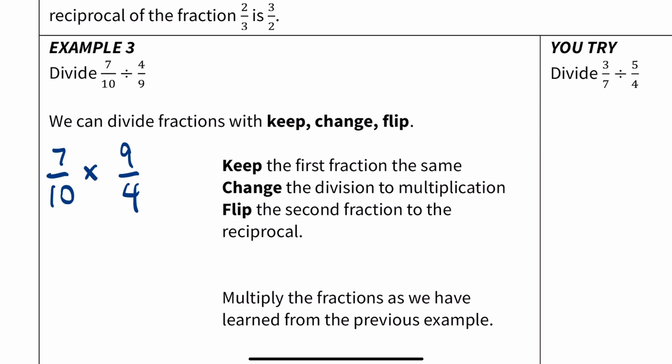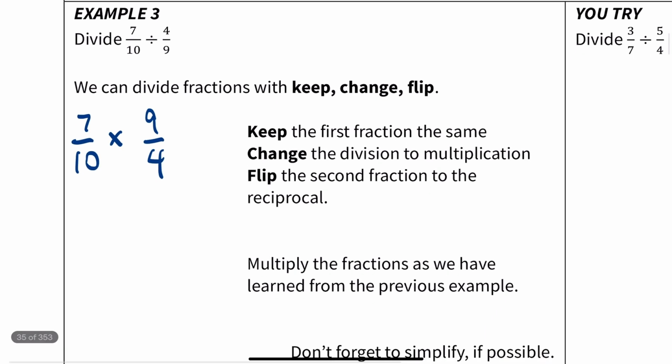And then you can carry out the same steps as the previous section. That is, you multiply the numerators, 7 times 9, you get 63. And you multiply the denominators, 10 times 4, which is 40.